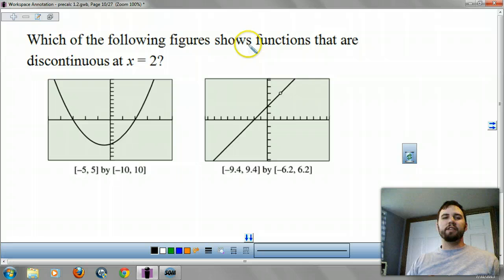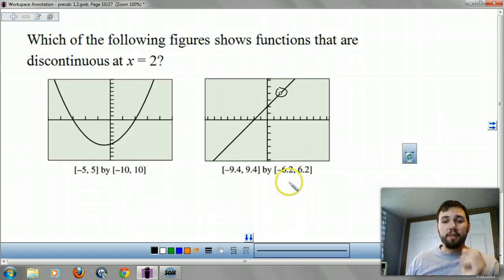So which one's discontinuous at x equals 2? Well, this one's continuous for all points. And this one, you're missing that point. I just drew a Pokeball. So it's this one.